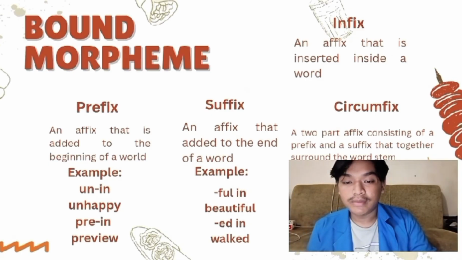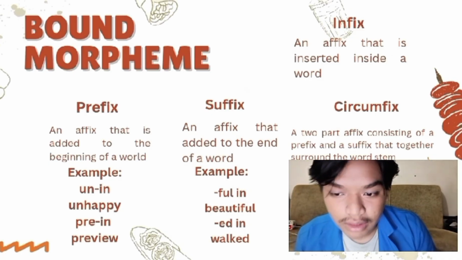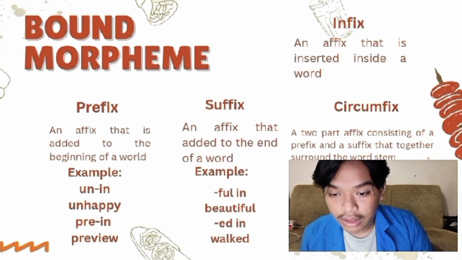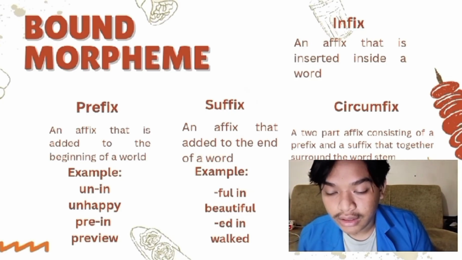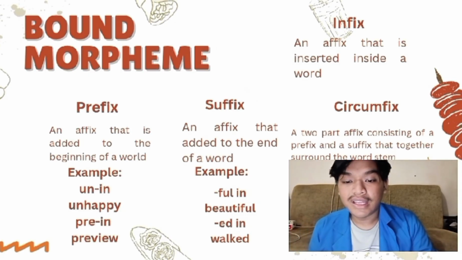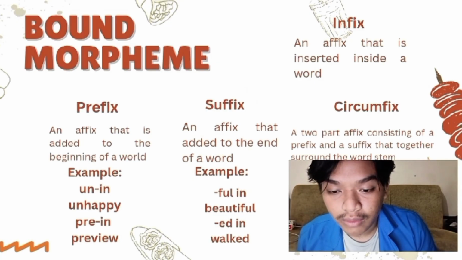For the bound morpheme, there are four types. The first one is the prefix, an affix that is added to the beginning of a word. For example, un in unhappy, pre in preview. And the suffix, an affix that is added to the end of a word. For example, ful in beautiful, ed in walked.